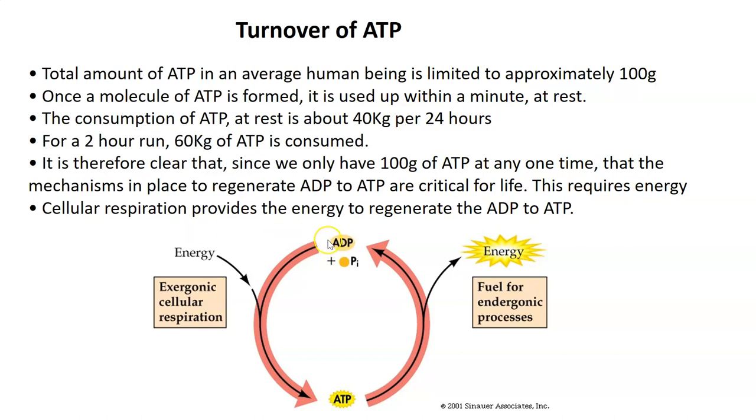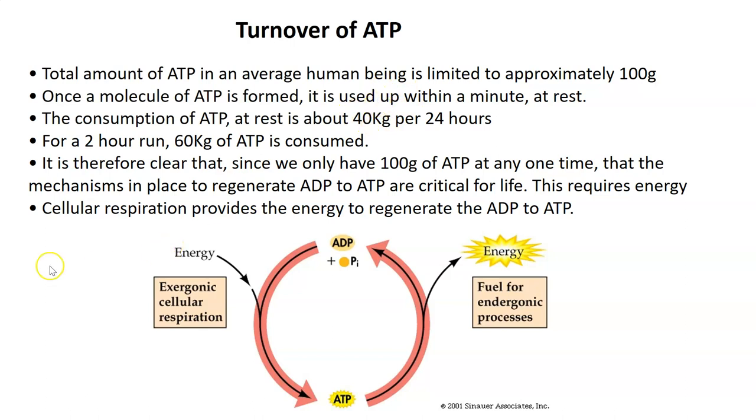So once ATP is used up, one of the phosphates comes off. It goes from ATP to ADP, and that ADP then needs to be recharged to become ATP again. In order for that to happen, we need to put energy in. And so the oxidation of glucose to generate ATP from ADP is critical, because we need constantly lots of ATP being turned over at any given moment, because we use it so quickly.